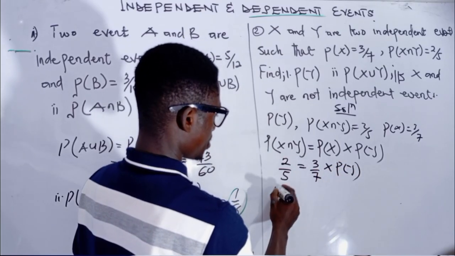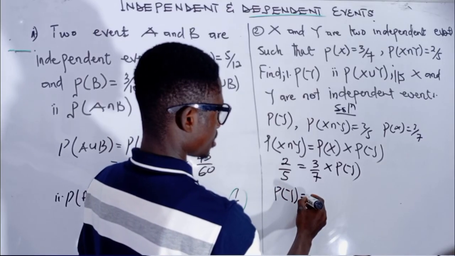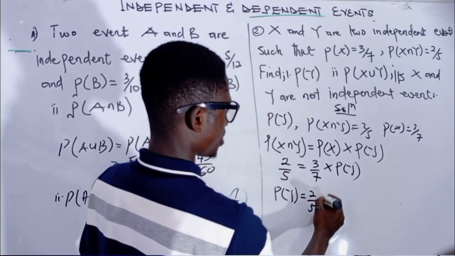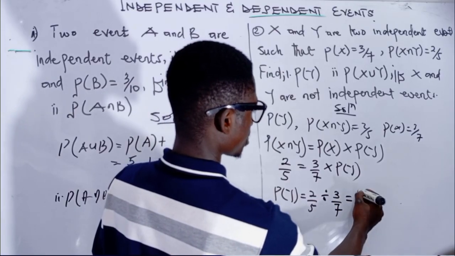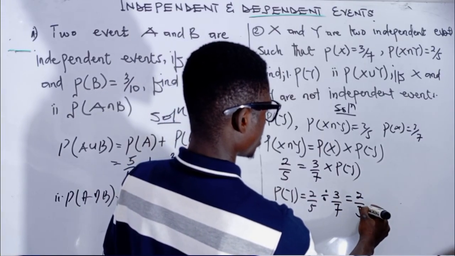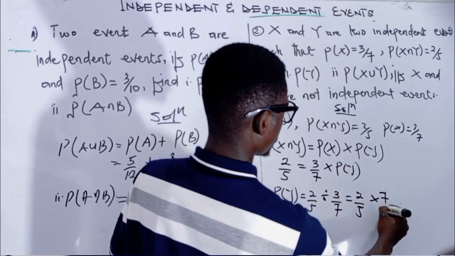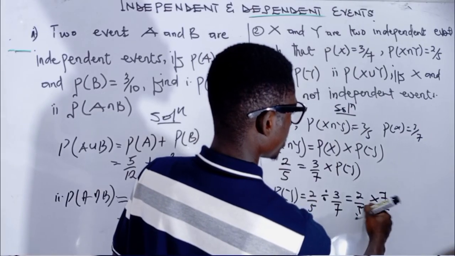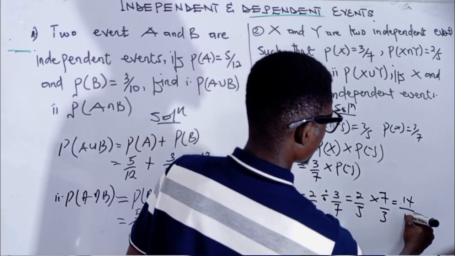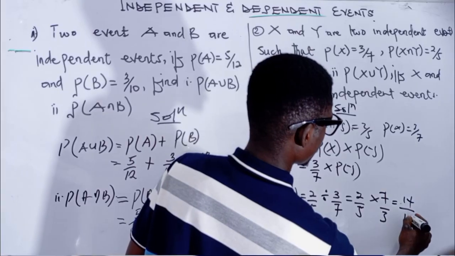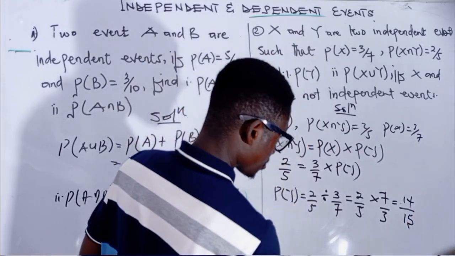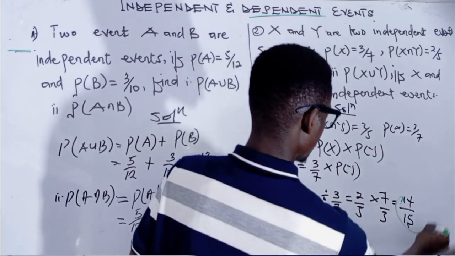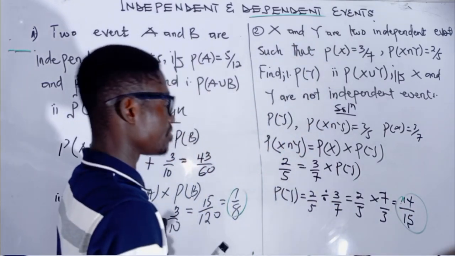So you can say that P of Y is equal to 2 over 5 divided by 3 over 7, which is the same as 2 over 5 multiplied by 7 all over 3. And that's giving us 14 all over 15. Therefore, the probability of Y is 14 out of 15.